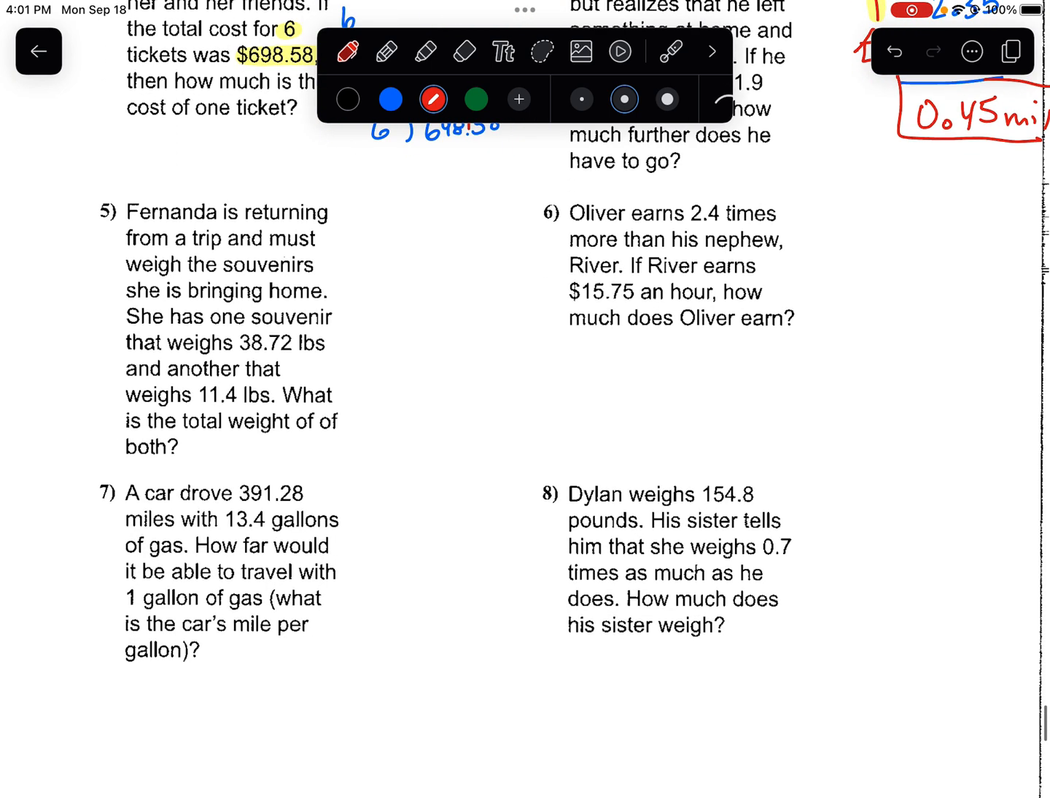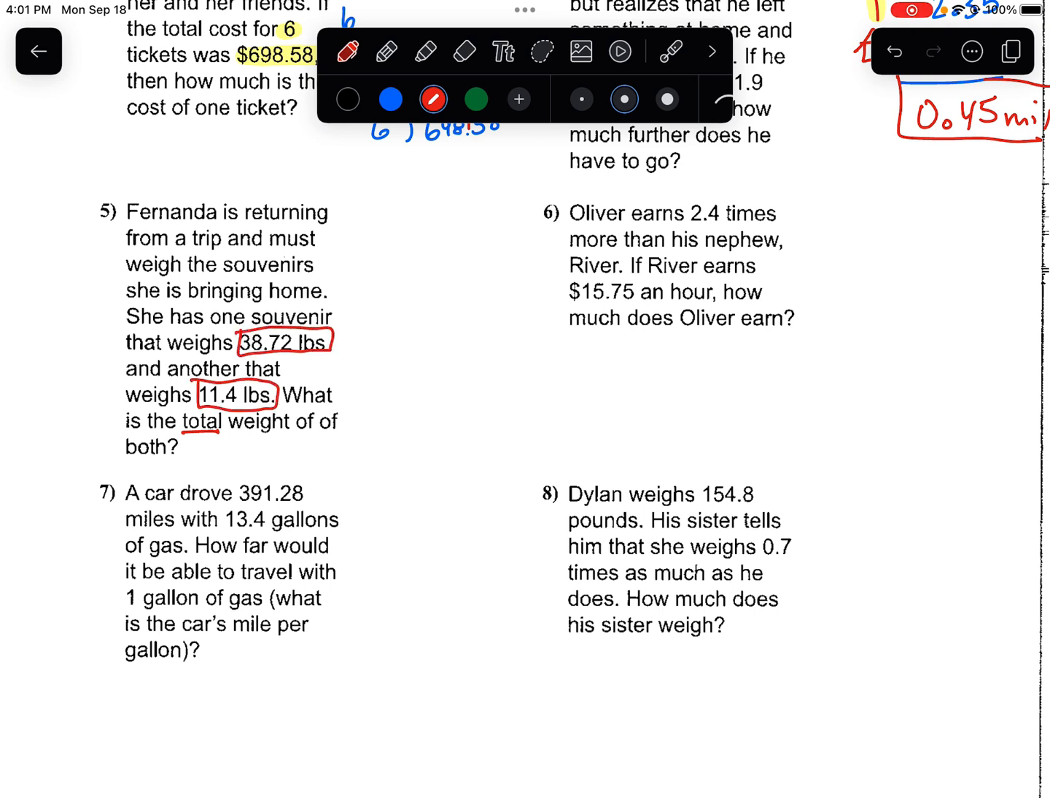Let's do number 5. Fernanda is returning from a trip and must weigh the souvenirs she is bringing home. She has one souvenir that weighs 38.72 pounds and another that weighs 11.4 pounds. What is the total weight of both? Oh, total weight of both, well, that's easy. That is an addition problem. We are adding up these two things.